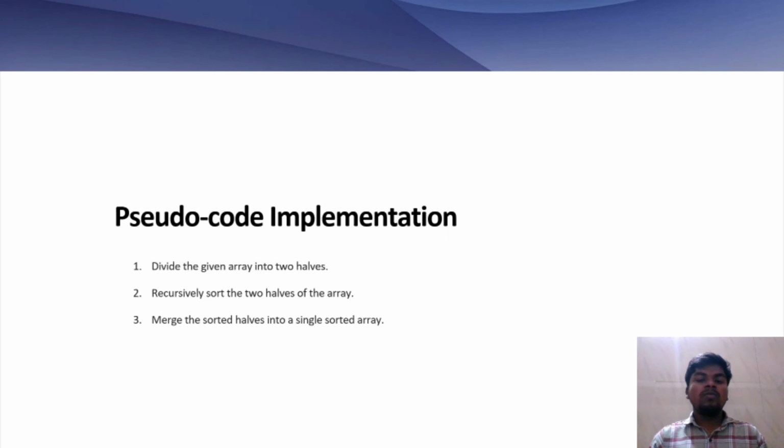The pseudocode formation and implementation. How the pseudocode is implemented in the merge sort. First, it divides the given array into two equal halves. Later, it recursively sorts the two halves of the array. And the third step is to merge the sorted halves into a single sorted array. This is how the pseudocode implementation is done in the merge sort.